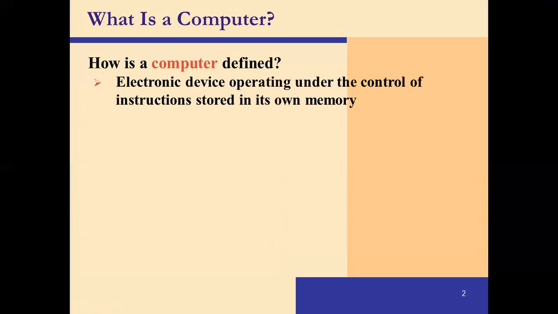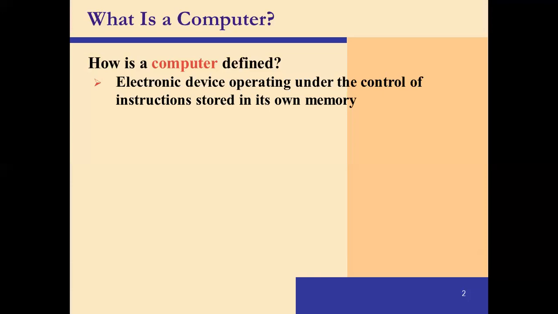Now let's come to the definition of computer. A computer is an electronic device operating under the control of instructions stored in its own memory. We think of a computer as an electronic device that operates under the instructions that we store in its memory, like the hard disk. In the hard disk, we store our pictures. When we double click the mouse on a picture, it will open. The double click gives an instruction to the computer to open this picture and show it in a wide frame.